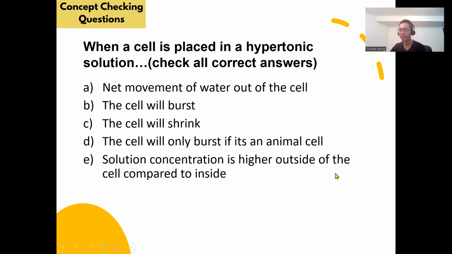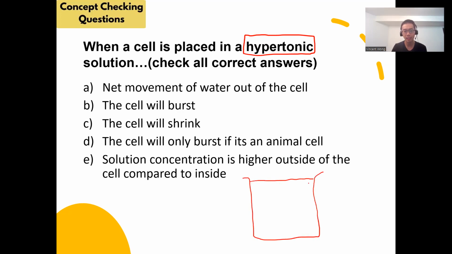This is slide 47. When a cell is placed in a hypertonic solution, what's going to happen? Now, before you look at the answers, you should look at the notes. Again, make a cheat sheet that allows you to look at the information quickly. So this is the cell.